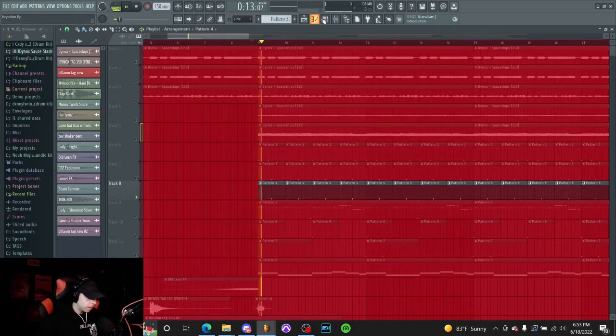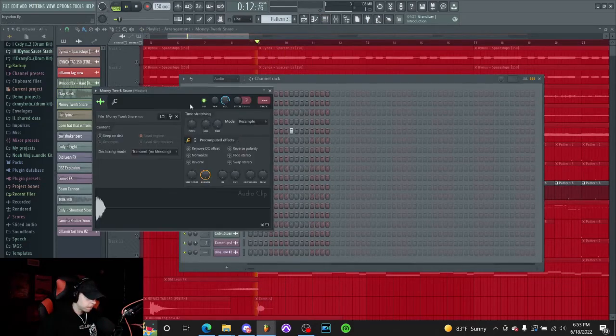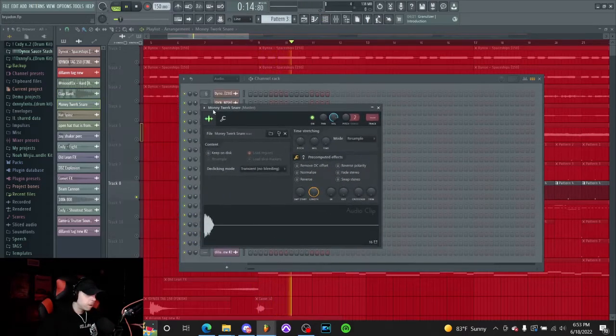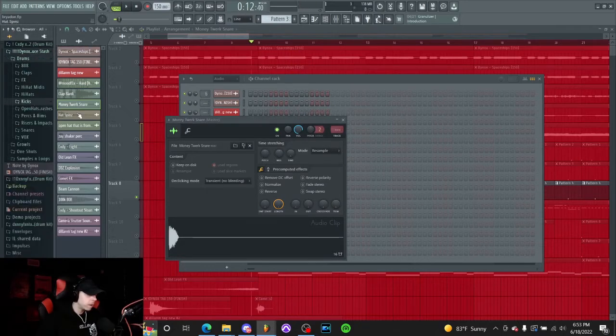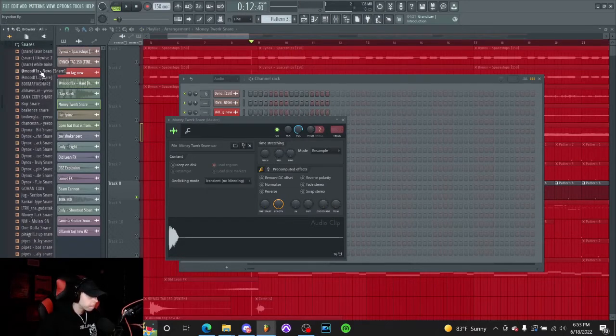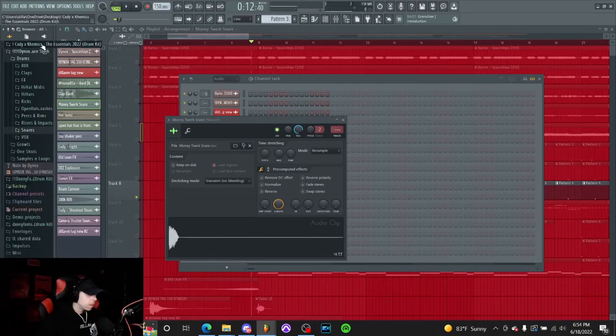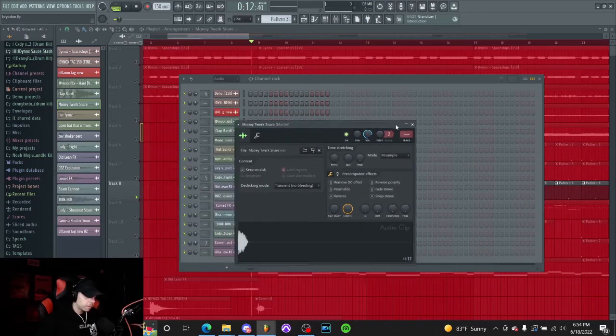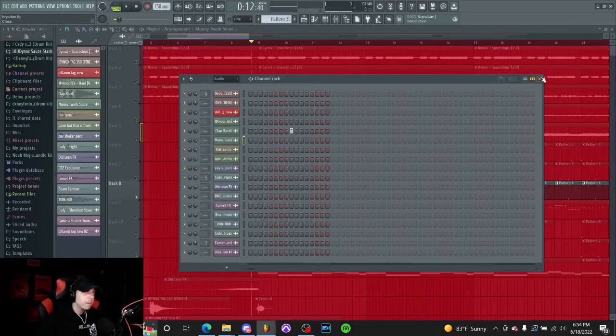Next, we've got a snare. It's the Money Twerk snare, again from the Dynox kit. Let's see, where is it? Yeah, I can't get enough of the Dynox drums, man. They're incredible.